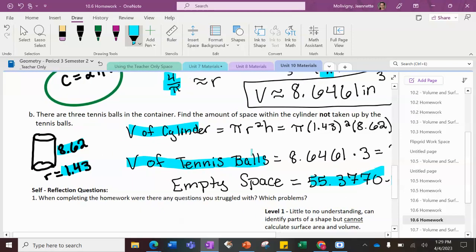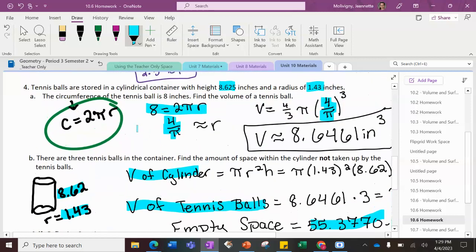The only piece of information they don't give you in this one that you need is the radius of the tennis ball. And so the formula you would need is circumference equals 2 pi r.